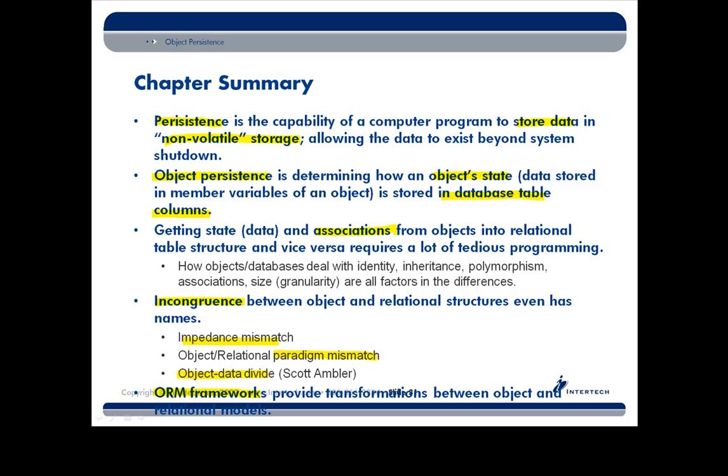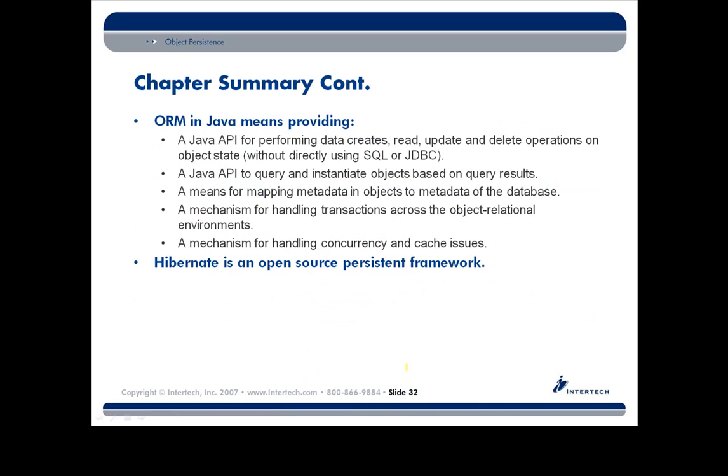And we learned about how ORM frameworks provide transformations between the object and relational models. We learned that ORMs in Java mean providing some sort of Java API for getting creates, reads, updates, and such done with our objects to the relational database. And we learned how it also offers query and instantiation of objects based on query results from the relational database. And we learned about how Hibernate is an open source persistent framework hoping to reduce that impedance mismatch from our object to our relational world, specifically in Java.